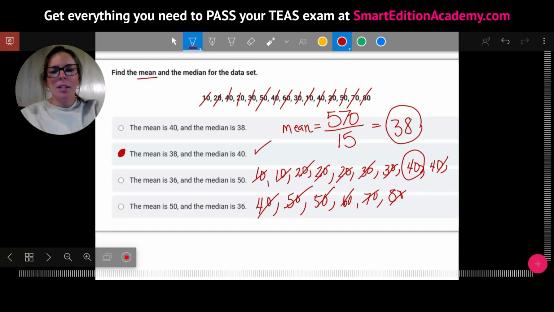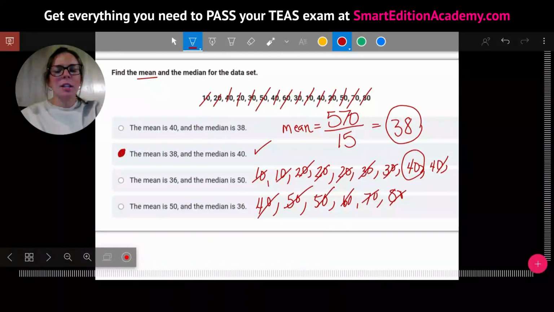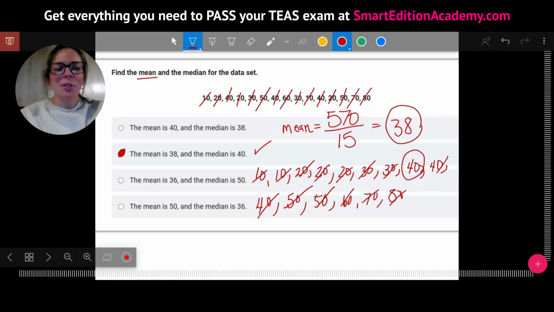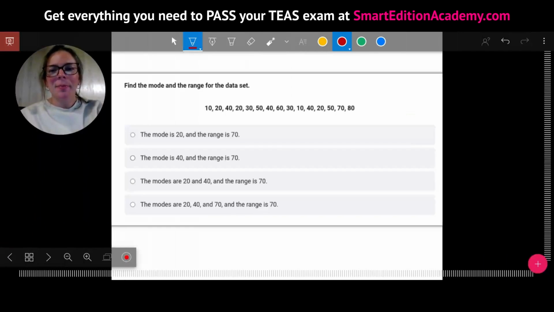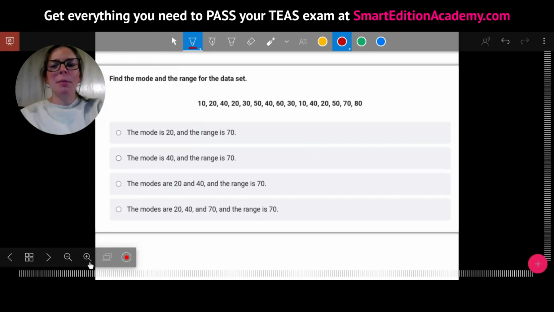Okay, so mean is the average, median is the number in the middle. Just make sure you put it in order from least to greatest first. All right, ready to try another one? Let's find the mode and range for this data set. So we did mean and median, let's now do mode and range.